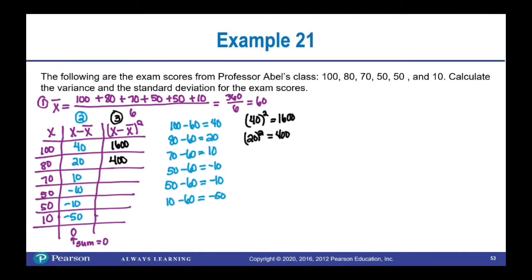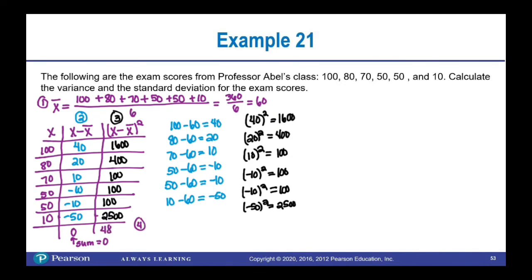20 squared is 400. 10 squared is 100. Negative 10 squared is also 100. Now be sure when you type negative 10 squared into your calculator, you put that negative 10 in parentheses. Remember, anytime we square a negative, we always get a positive. Negative 10 squared again is 100, and negative 50 squared is 2500. Add that last column, that's our fourth step, and that gives us a sum of 4800.